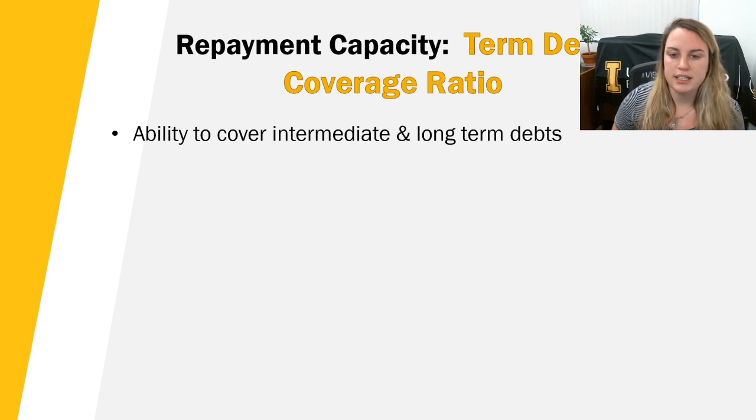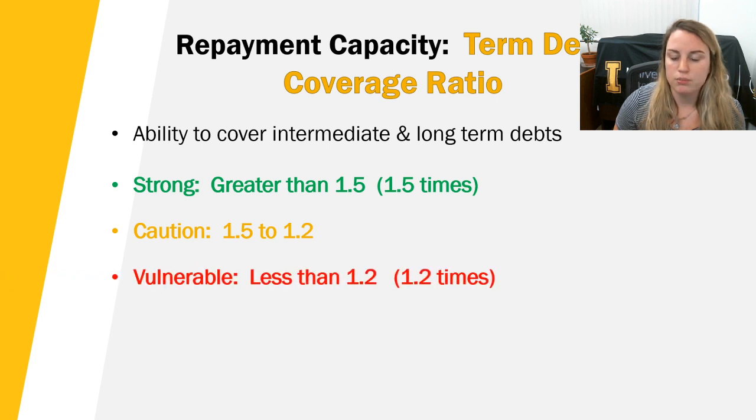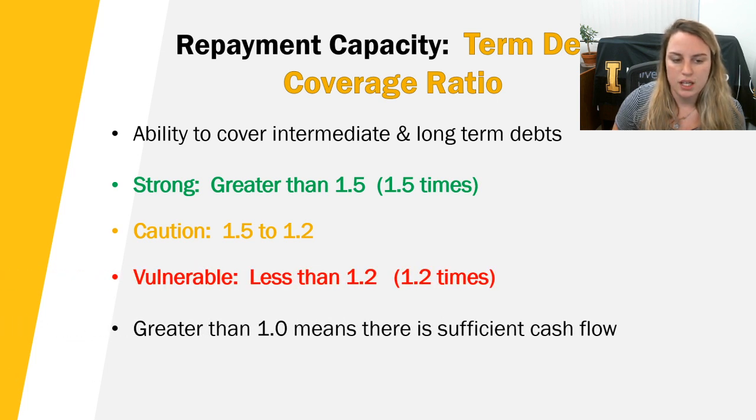So just like we did last time, the term debt coverage ratio is your ability to cover intermediate and long-term debts. It is a strong ratio if it's greater than 1.5, caution is 1.5 to 1.2, and it's vulnerable if it's less than 1.2. Greater than 1 means that there is sufficient cash flow. Therefore, you do have cash at times that you do need to pay the debt.